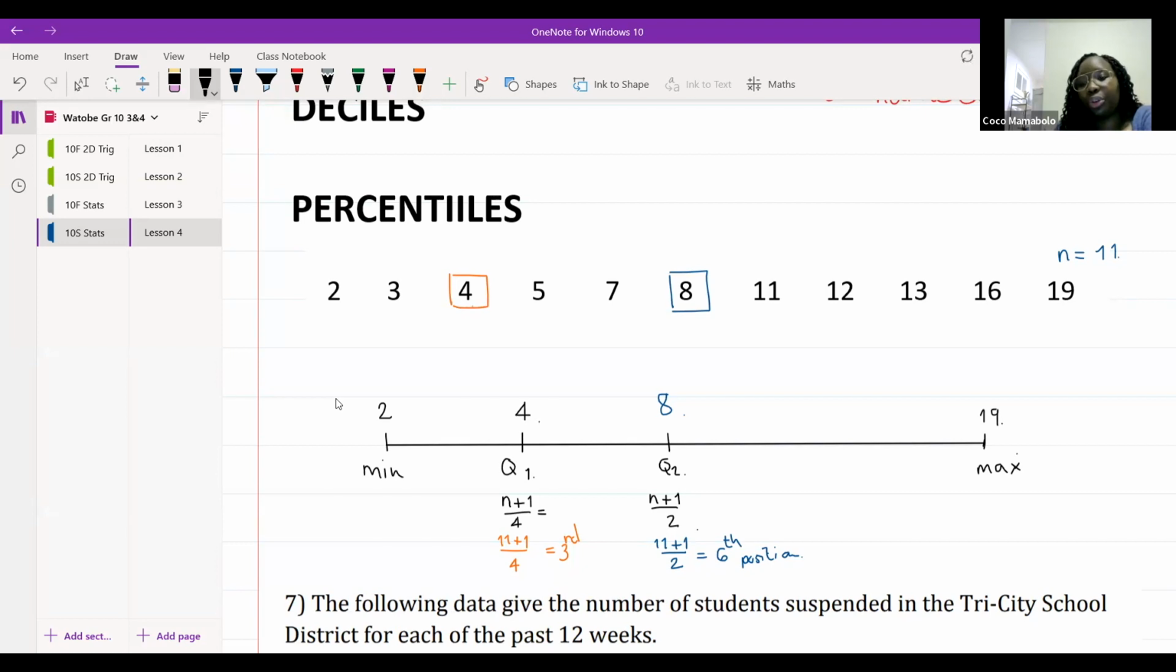And then for Q3, to calculate for Q3, we said we take 3 times n plus 1 over 4, right?